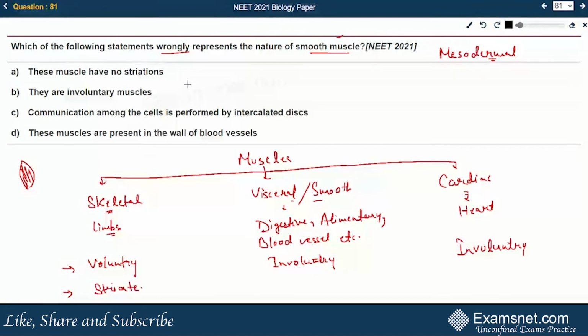Cardiac muscles will also show striations, so these are also striated muscles, whereas smooth muscles do not have striations, therefore these are non-striated.